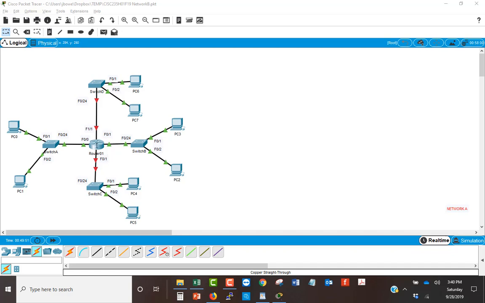Therefore, each subnet needs a unique network ID. With respect to the ports on the router, you'll notice that we're using port F0/0, F0/1, and this should actually be port F1/0, and then F1/1.